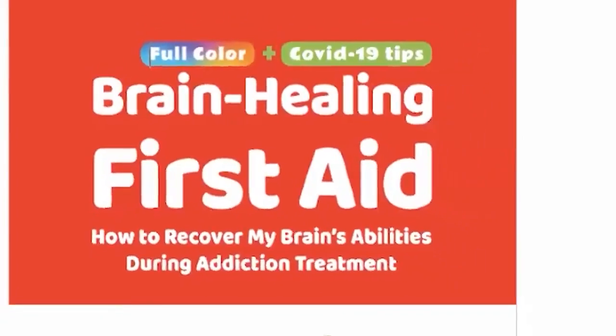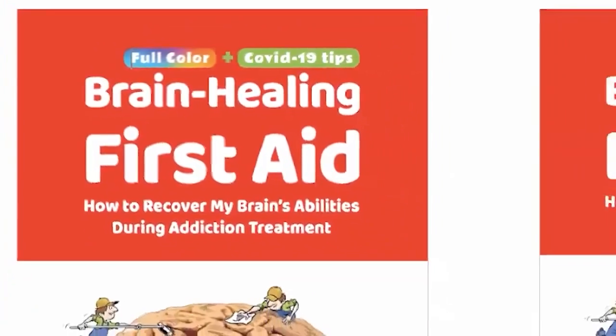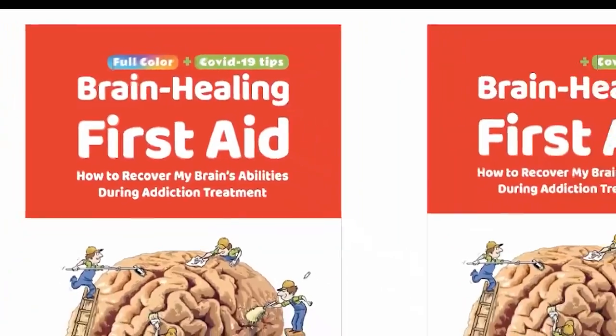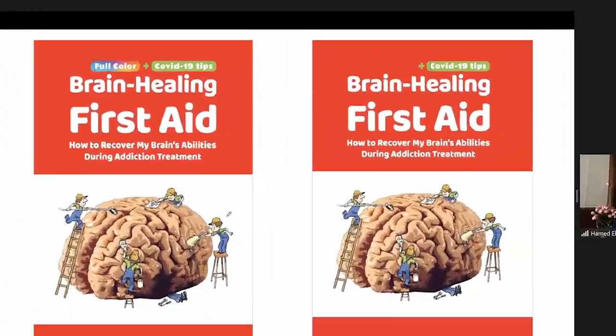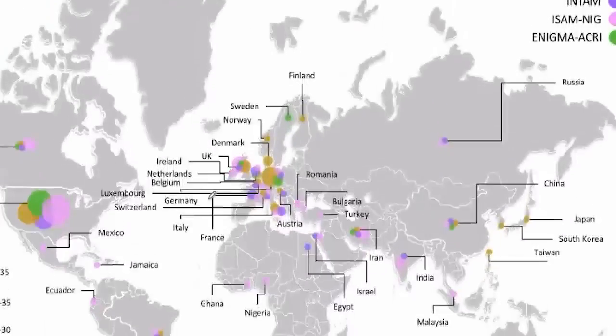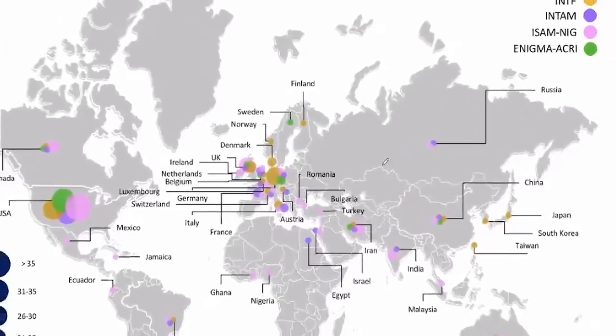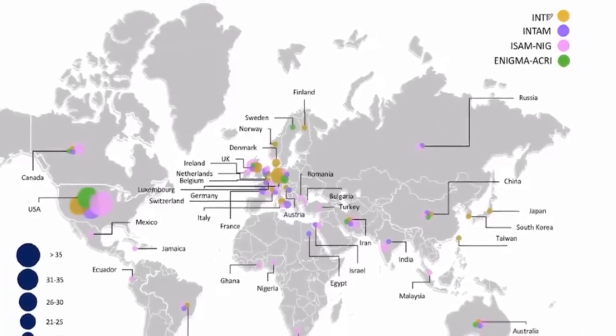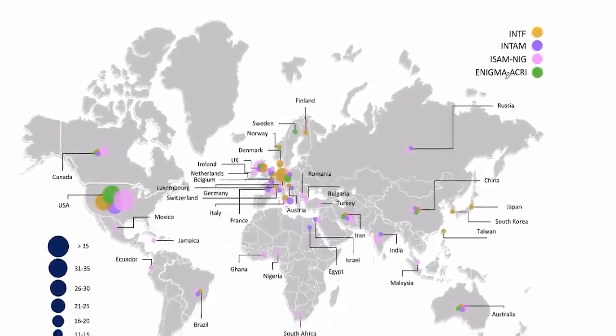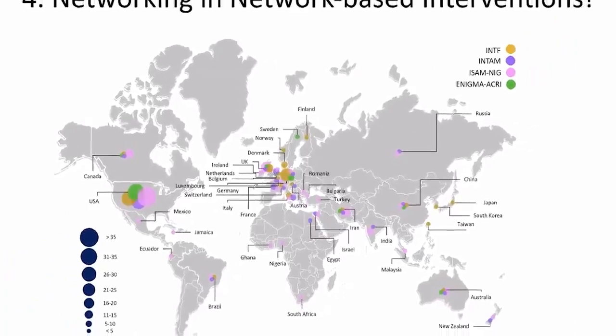You can find them even on Amazon, so they are available in different places, and there are different versions of these books available. Development of technology is another really complex issue, and we need to invest in that as well. And this is basically an overview about all these networks I talked about today: INTF, INTOM, ISAM-NIC, and Macri. So these are the different networks that have people.